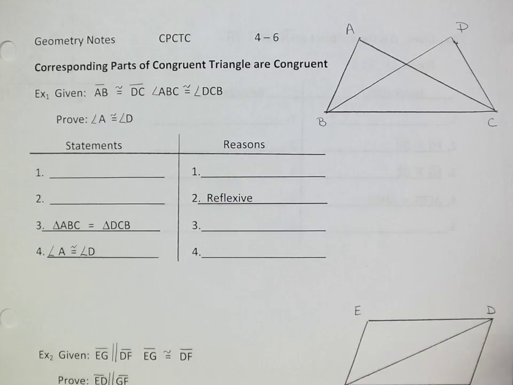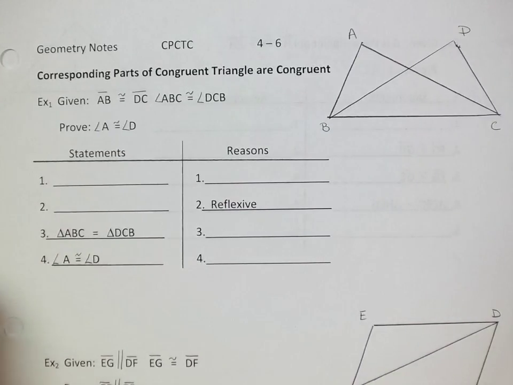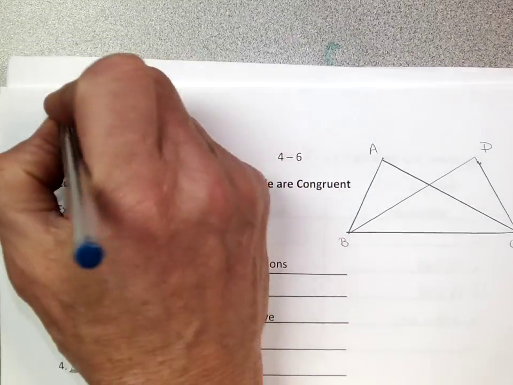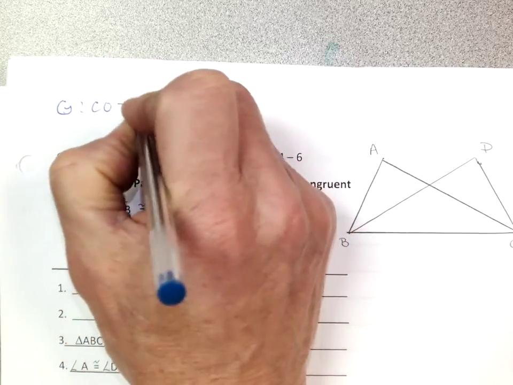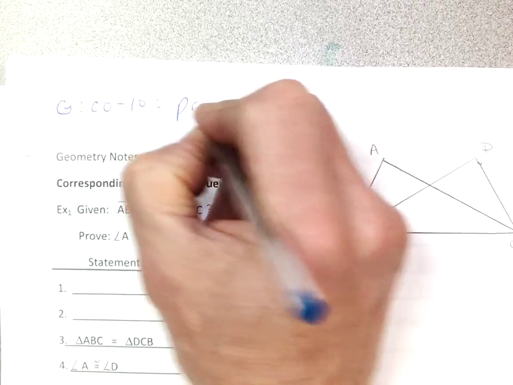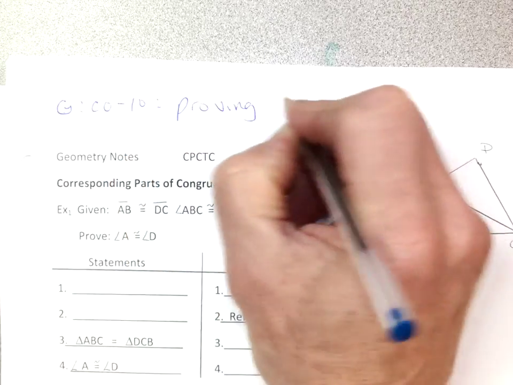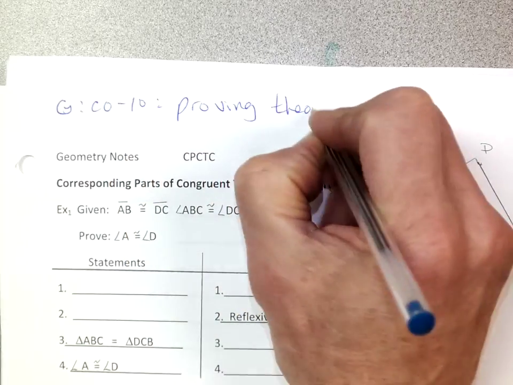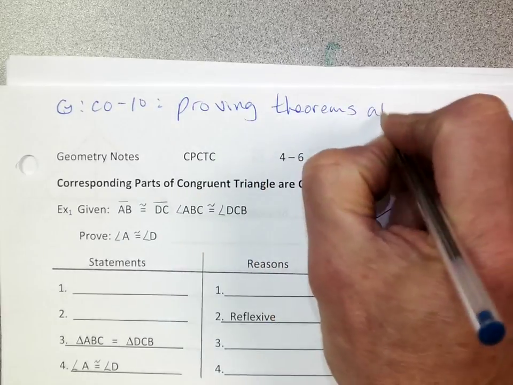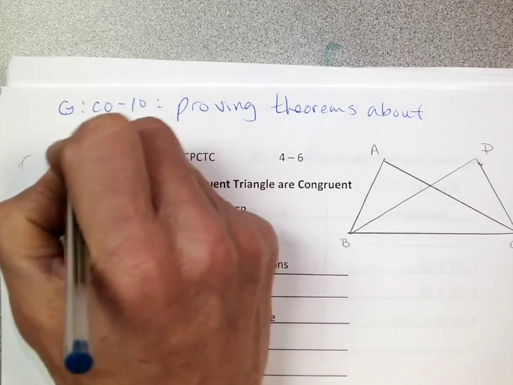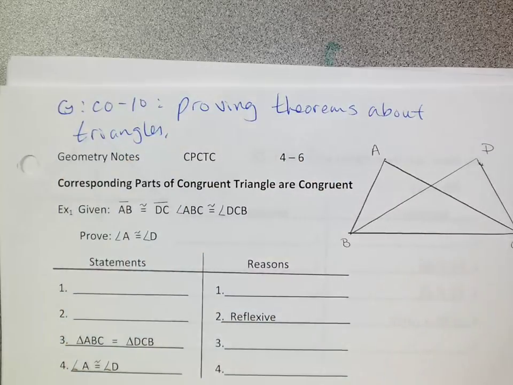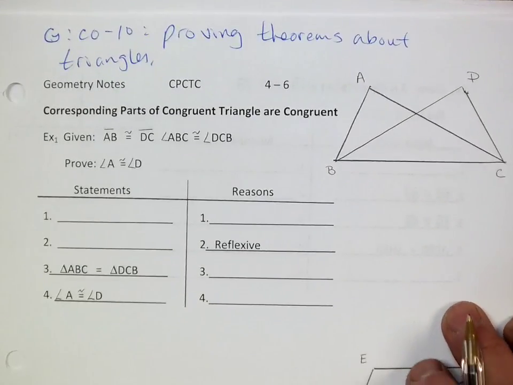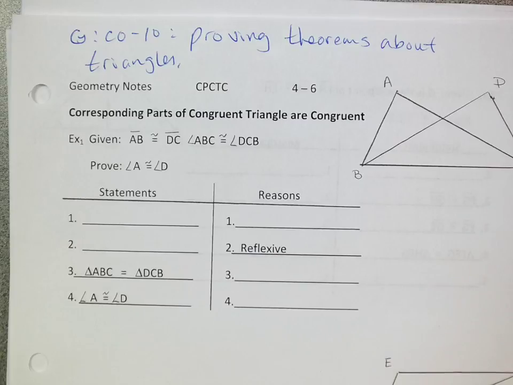Okay, CP, CTC. So our common core really is going to be G for geometry, CO for congruence, and it's number 10, which is basically proving theorems about triangles, okay? Proving theorems about triangles. So, here's a proof.